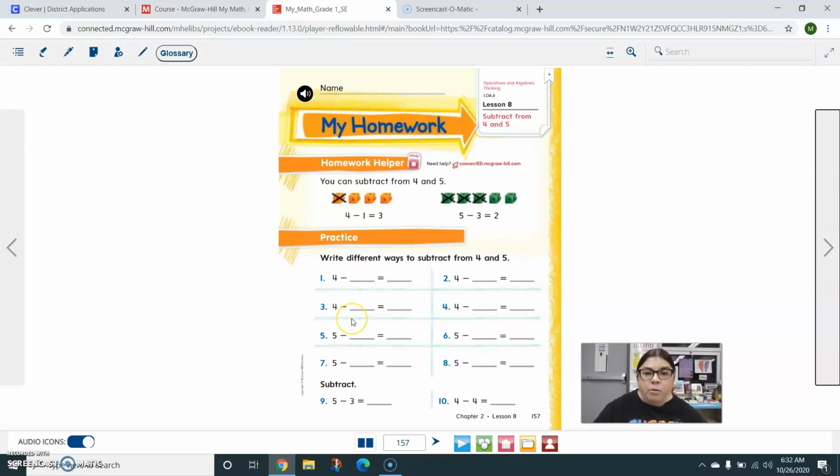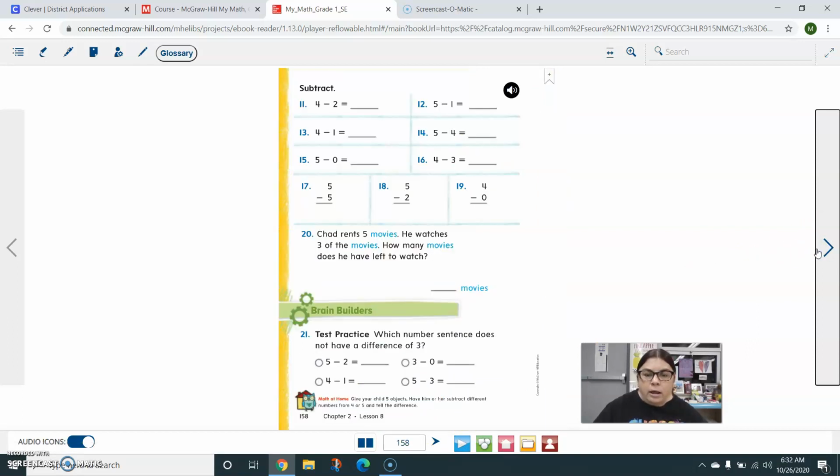Now remember, you should always have below 4, okay? So it should be like 3, 2, 1, 0, okay? 5 should be 4, 3, 2, 1, okay? Don't go above these numbers, okay? And then for 9 and 10, you're just going to subtract. And then on page 158, you've got some more subtraction problems right here to practice.